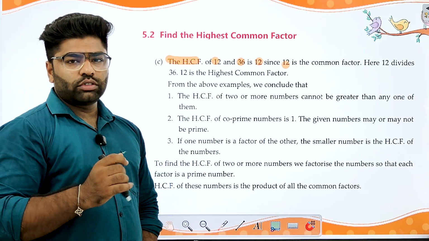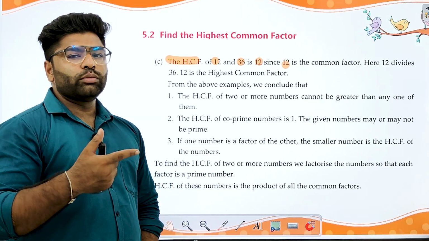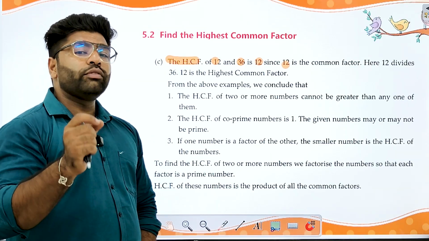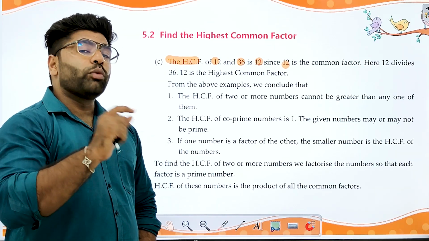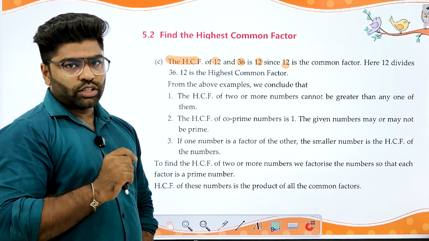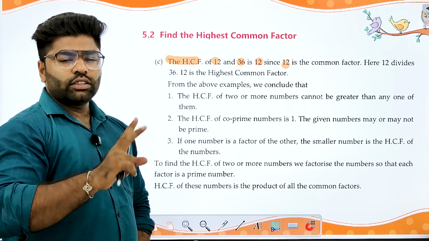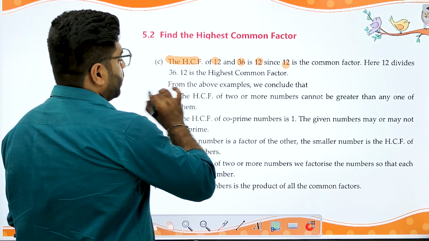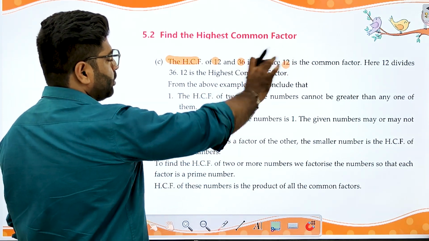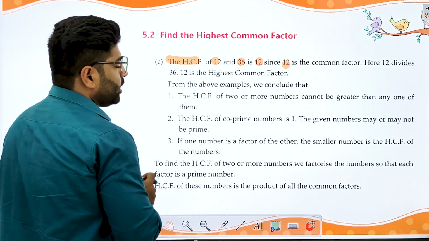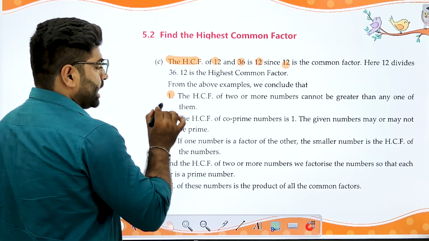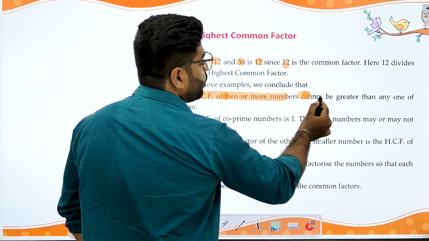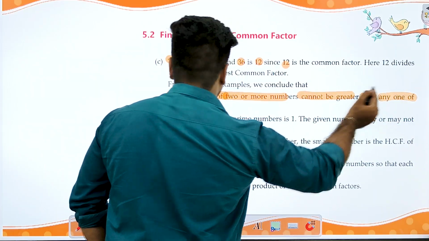If we have two numbers and the smaller one is a factor of the bigger number, then we can say that the smaller number is the highest common factor of these two numbers. Clear? So now we have this example, and some conclusions over it. The first point is that the highest common factor of two or more numbers cannot be greater than any one of them.